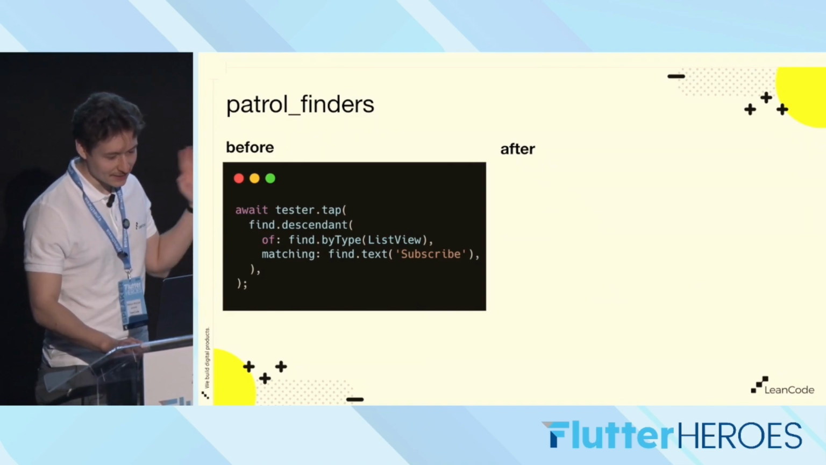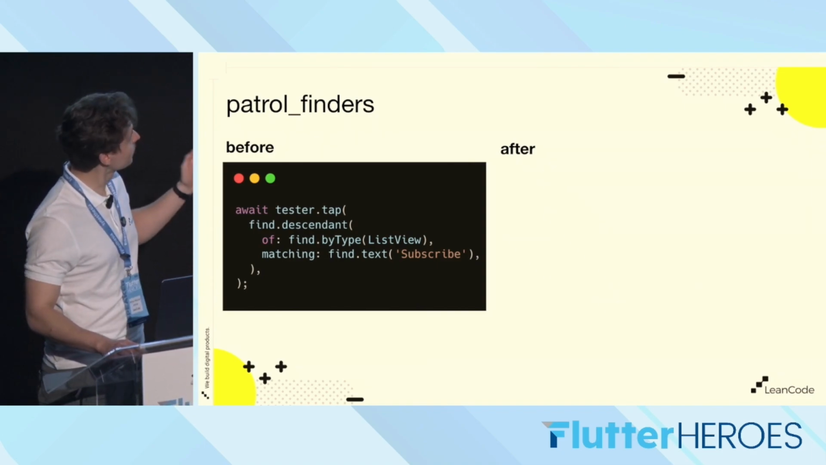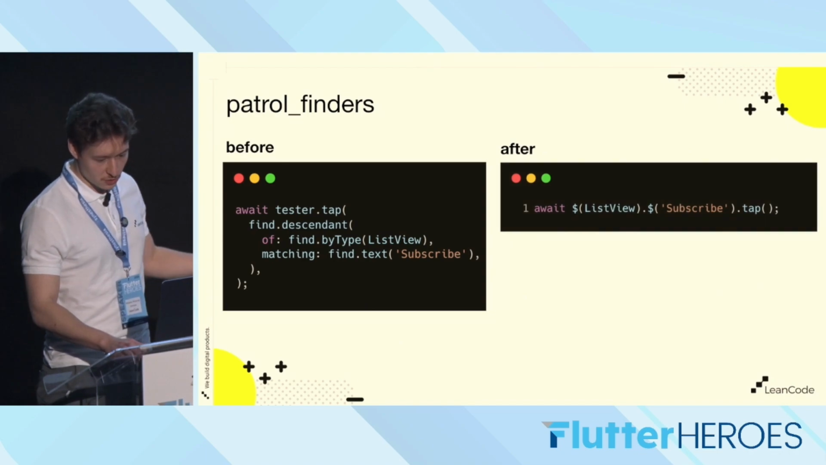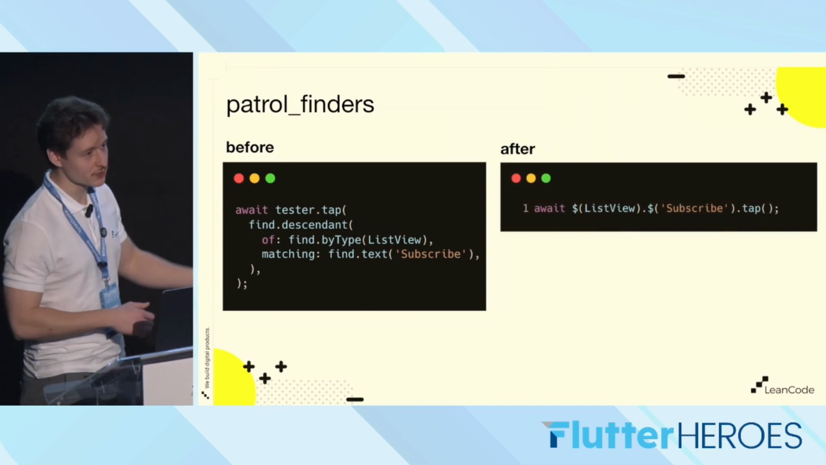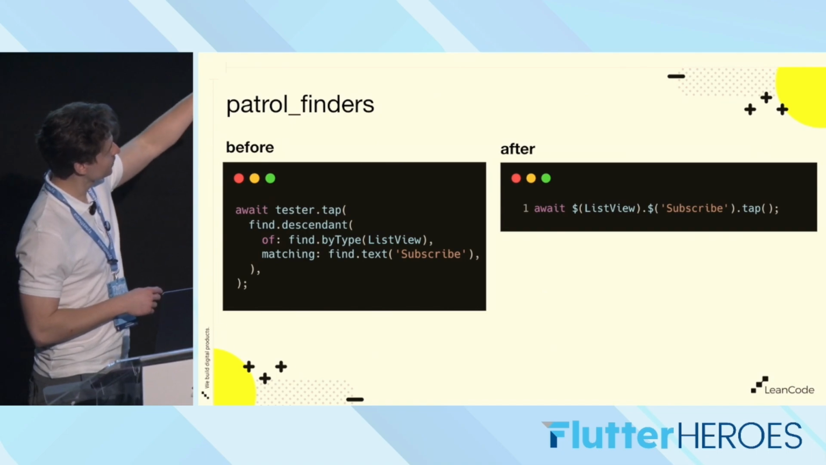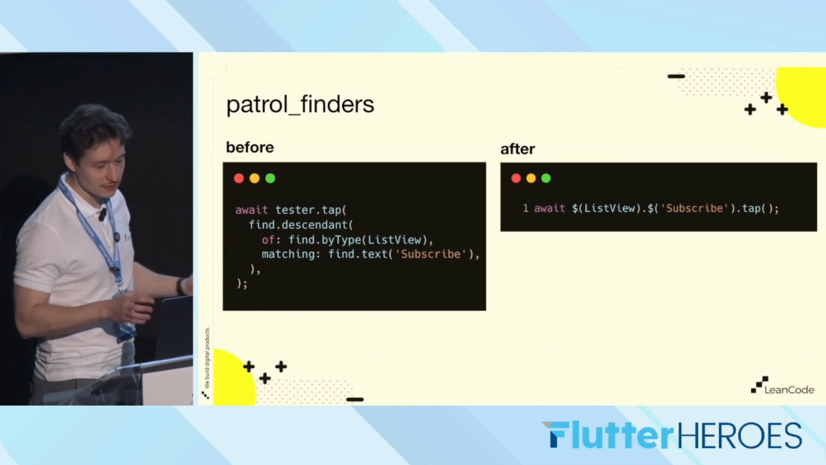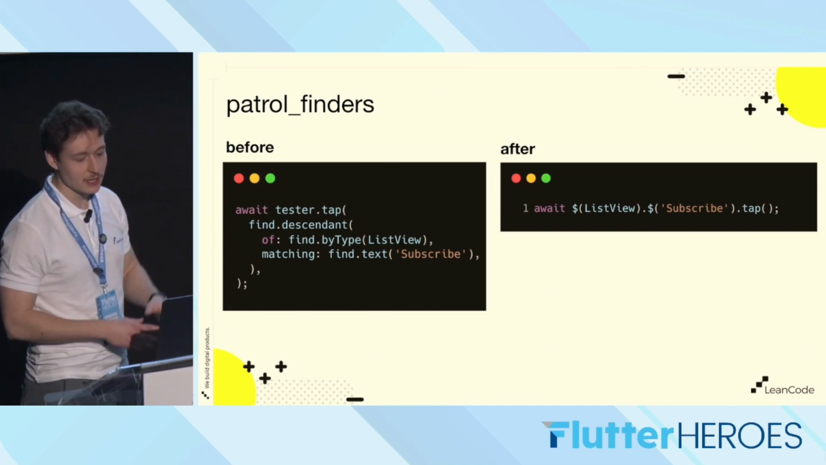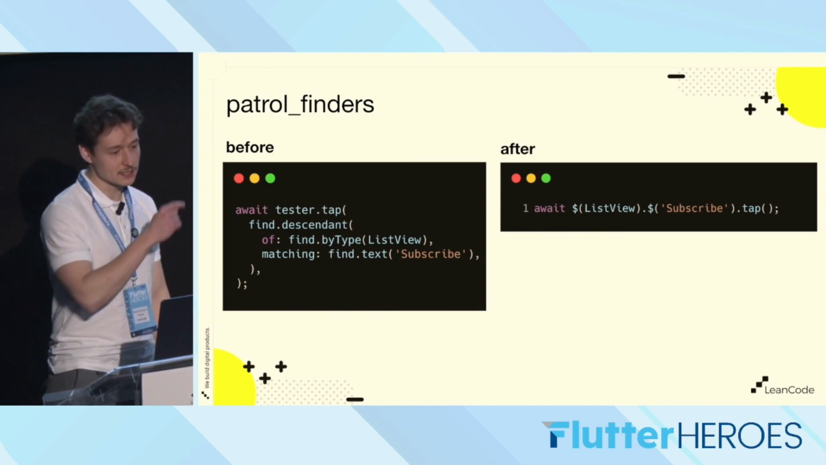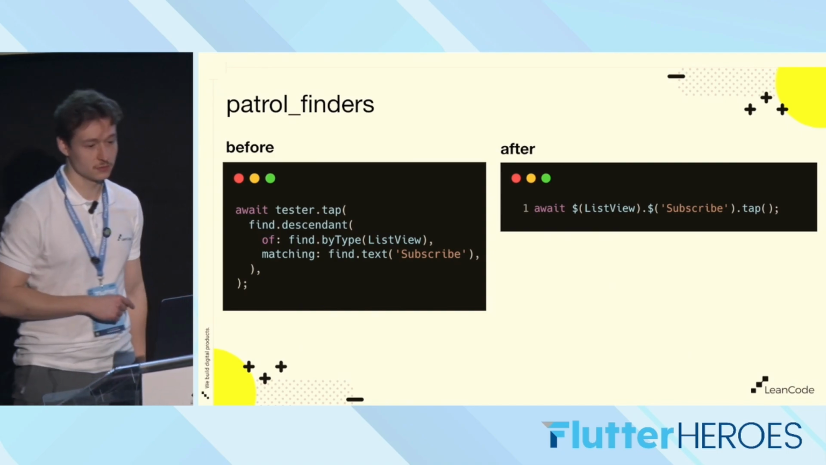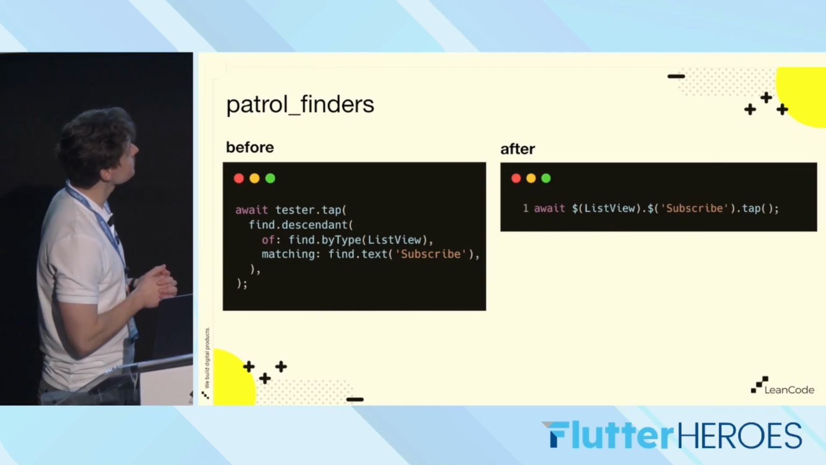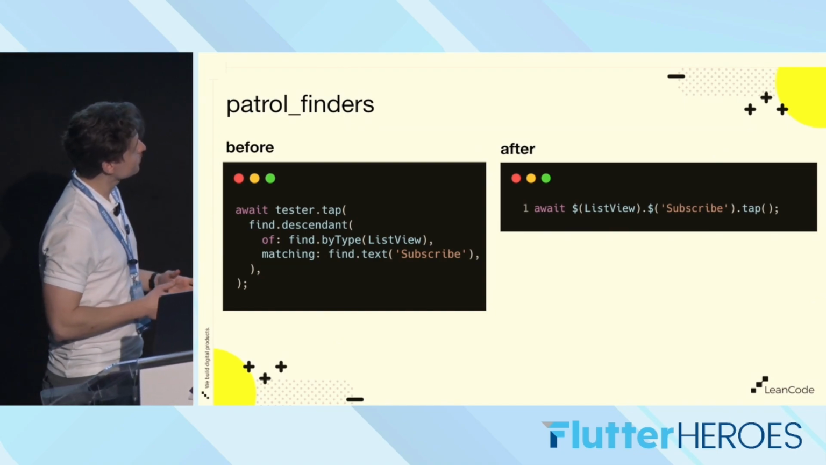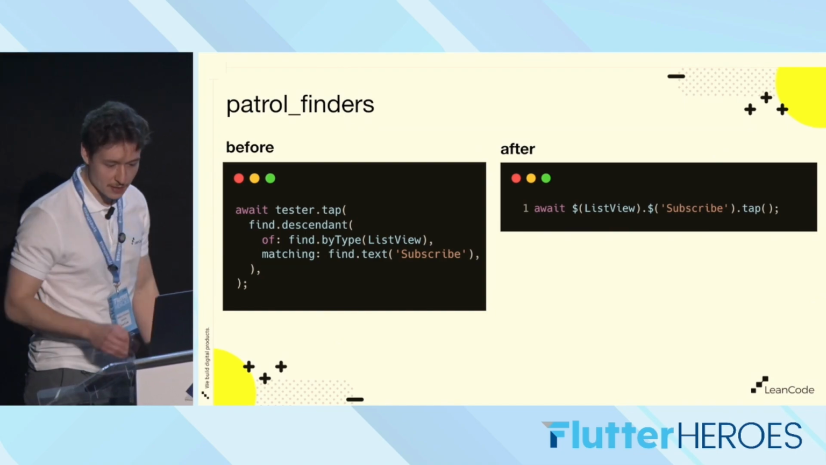Also with descendant and ancestor, we thought we could simplify that. If you change the $ sign, dollar is also a function, like a method on the Patrol finder object, so you can do $. It means that we want to find a subscribe text inside a list view, to not use this huge descendant syntax. So it's a subscribe inside list view, and we tap on this subscribe.